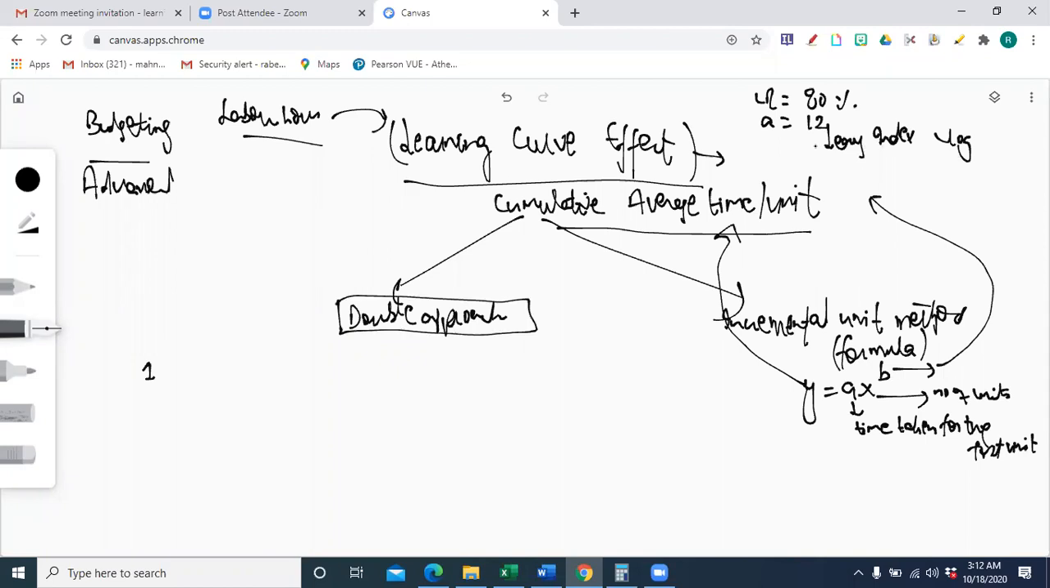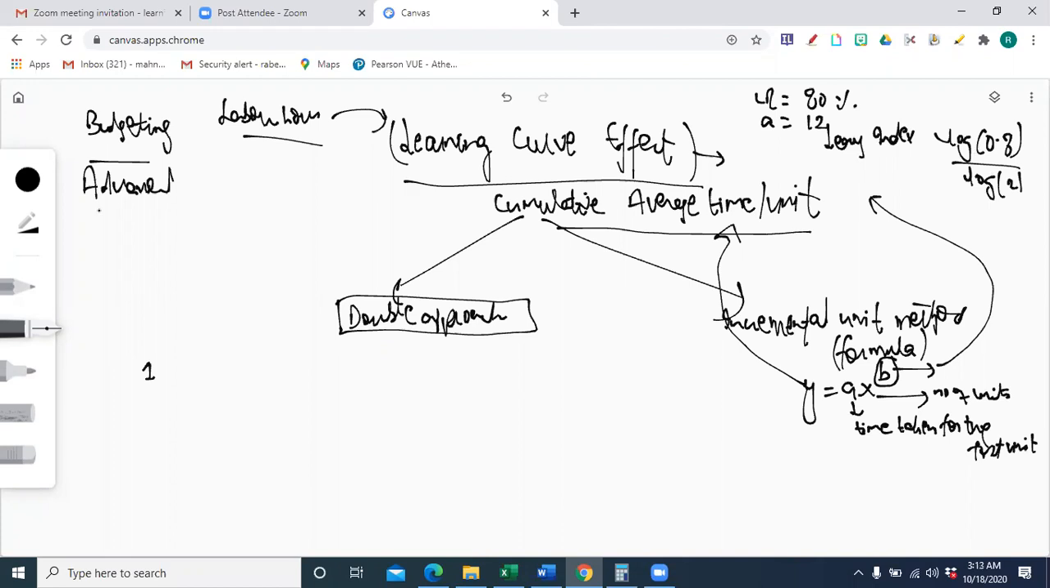And how you calculate B here, which is the learning index. So log of learning rate in decimal, right? So it's going to be log of 0.8 divided by log of 2. You need to put these brackets before you're applying the formula, okay?